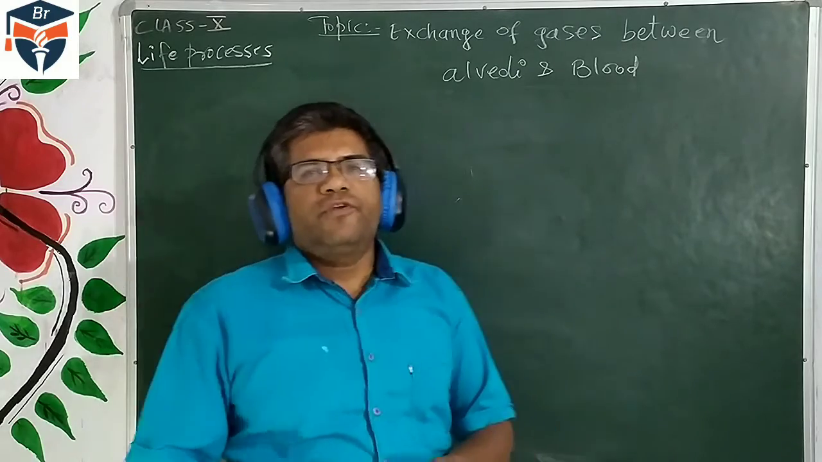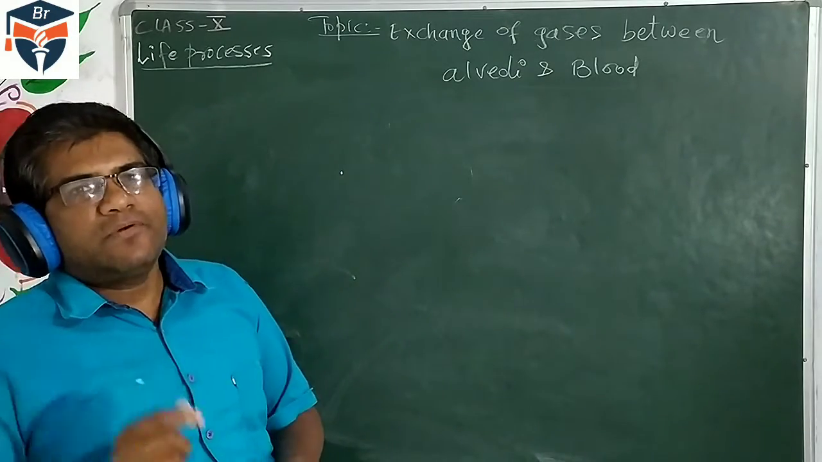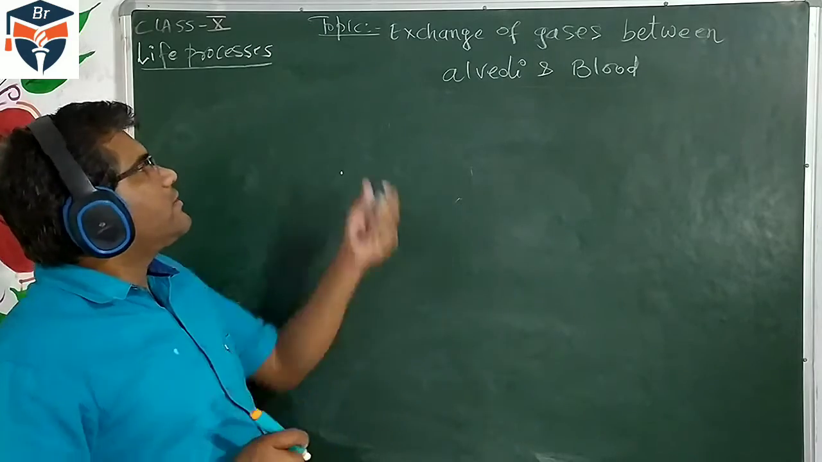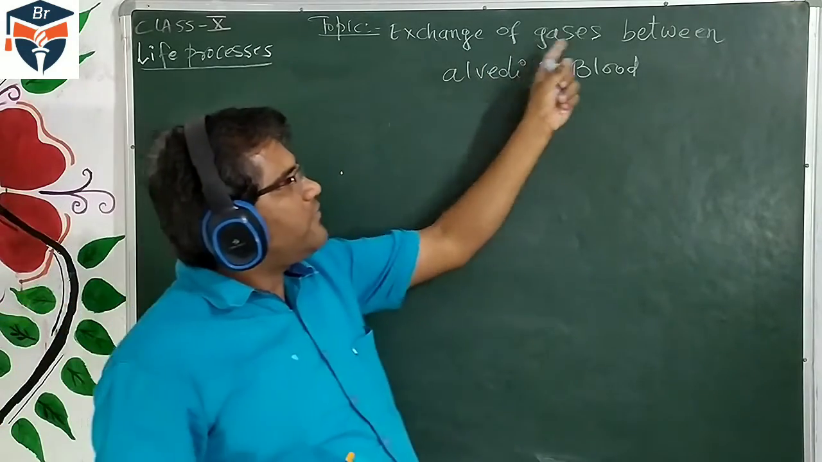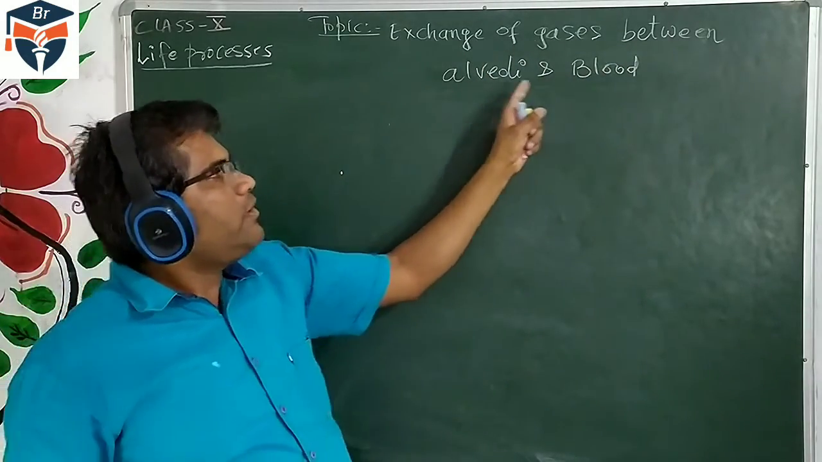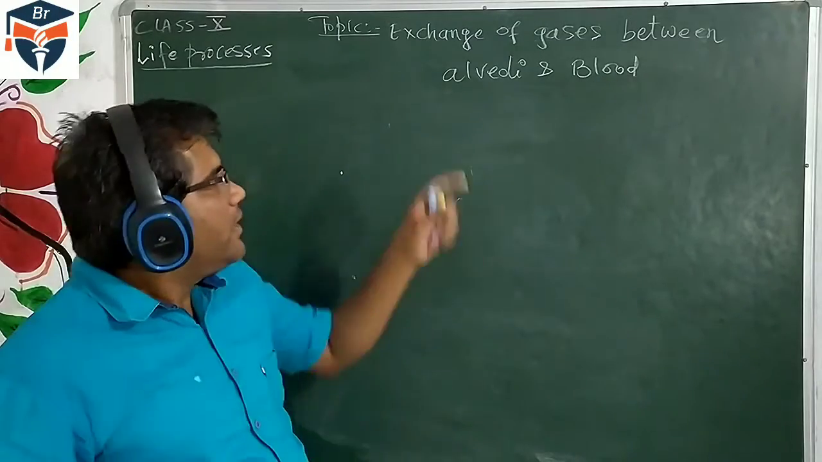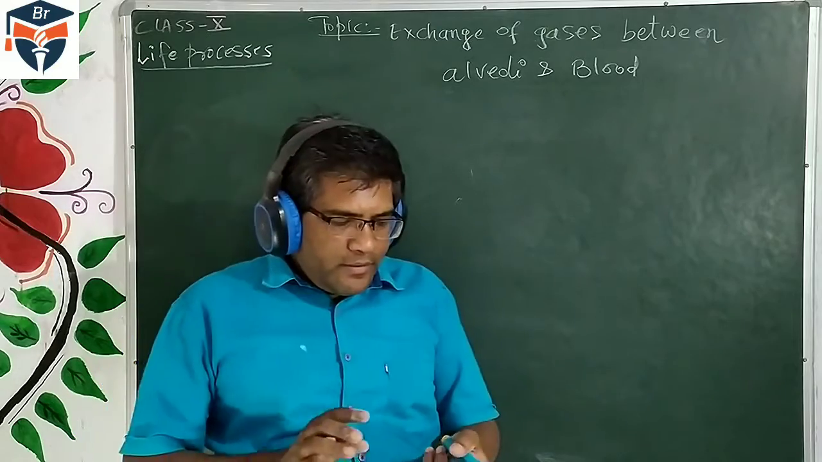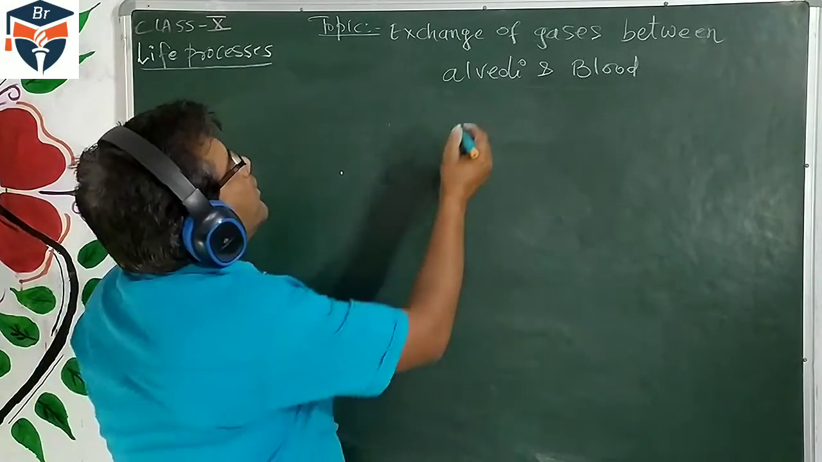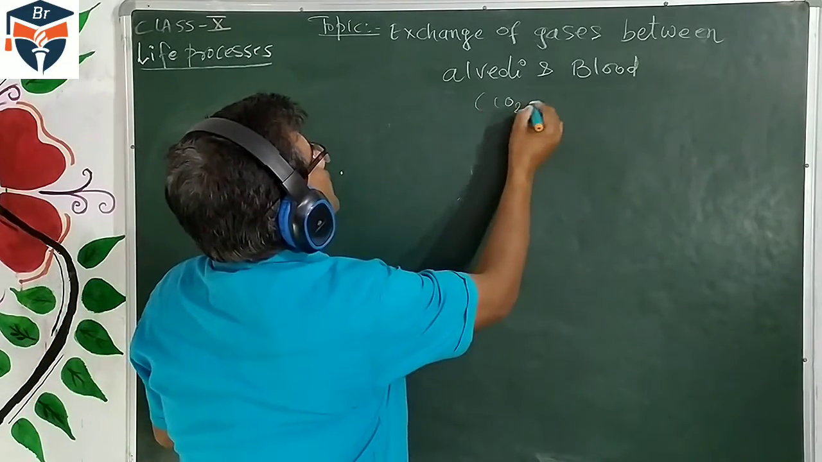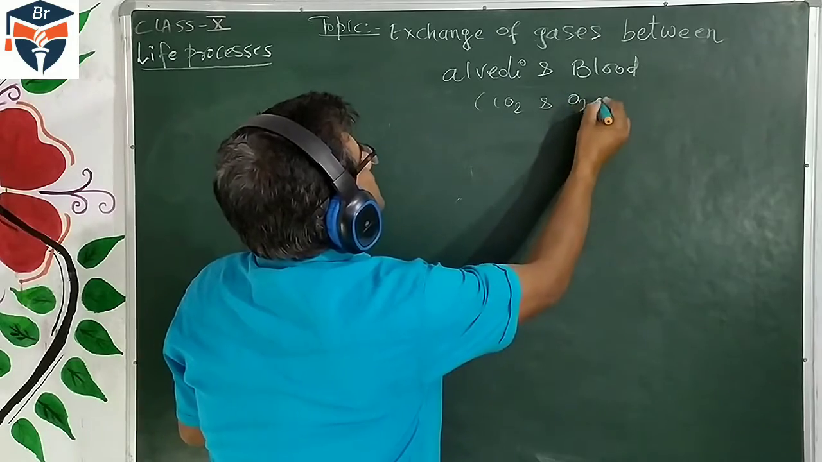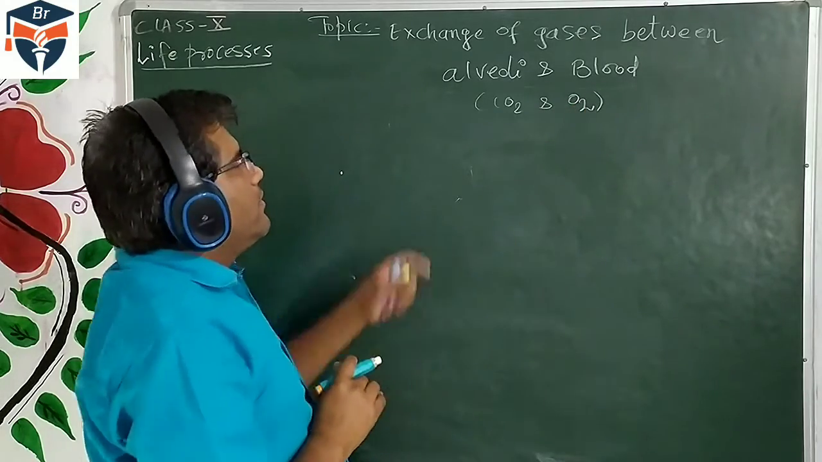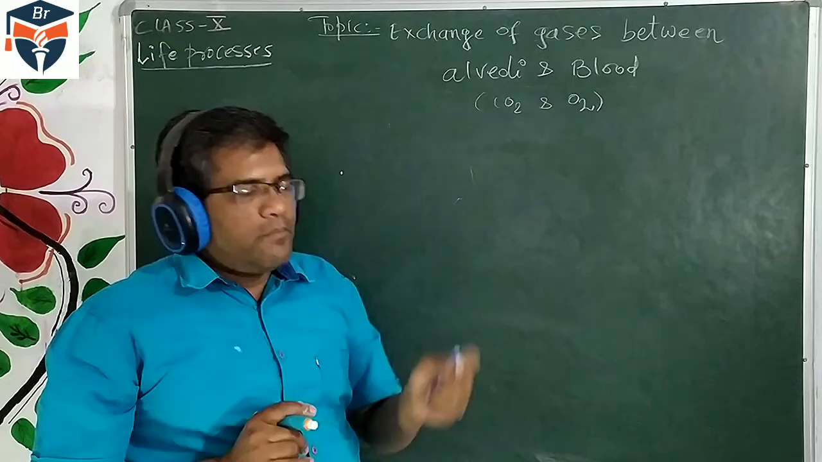Today we are discussing the class 10 chapter Life Processes, and the topic is exchange of gases between the alveoli and the blood. So how does the exchange of CO2 and oxygen take place between the alveoli and the blood?